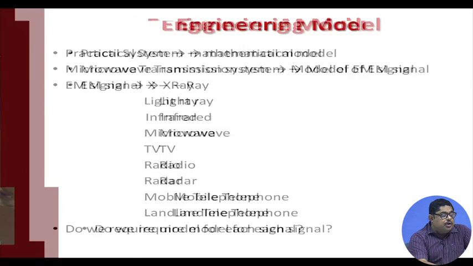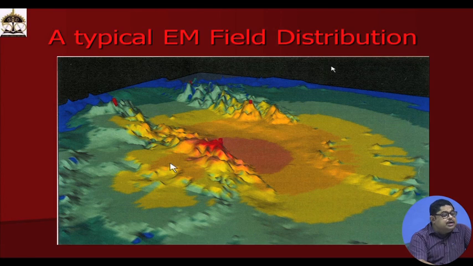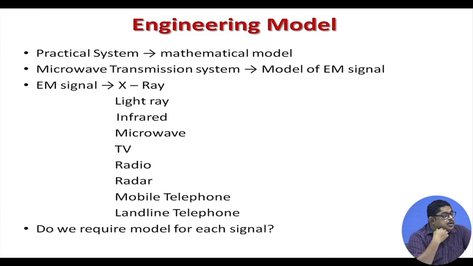As I showed you just before, if I want to know what is happening, I need a mathematical model of the EM signal. Now, EM signals, again I have listed for your convenience from that spectrum graph: X-ray, light ray, infrared, microwave, TV, radio, radar, mobile telephone, landline telephone, everything comes under EM signal. Out of that, microwave, TV, radar, and somewhat mobile telephone are in our microwave zone. So, the question is, do we need a model for each of these types of signals, because each signal will be different, that is why they are coexisting, all these signals are present at any place.